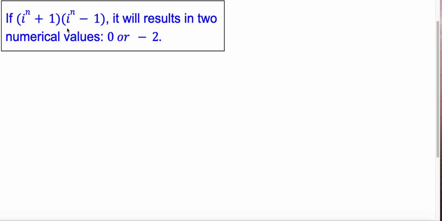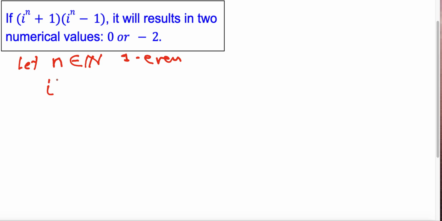(i^(n+1))(i^(n-1)) will result in two numerical values, 0 or -2. So let's try it. Letter n is an element of natural numbers. And let's try when n is even. So first case, even. If n is even, if the exponent is even. So we have this way.